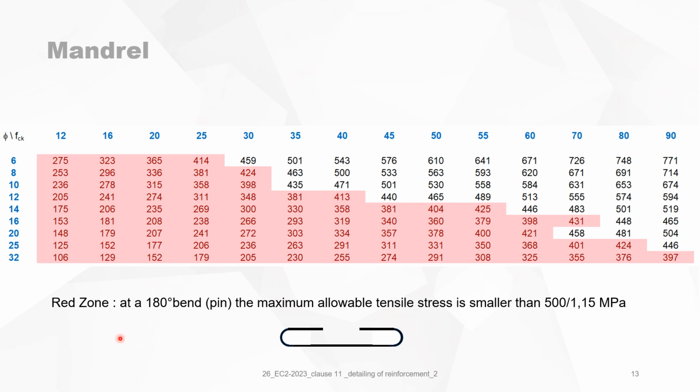For an 180-degree bend, we have done the same calculations. We corrected the same values. And you see here also that in the red zone, the maximum allowable tensile stress is smaller than 435 megapascal. And you see that, for instance, for C30, you can never use the pin to its full capacity, even with the correction factor of K transverse.